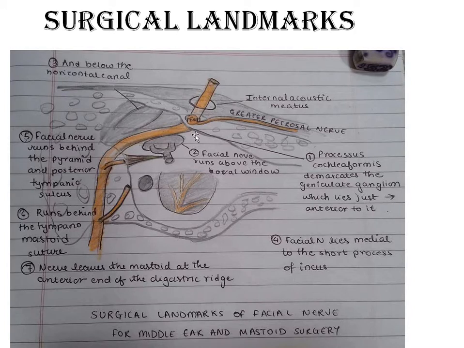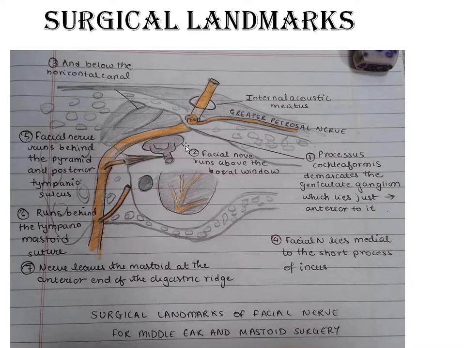Again, this is the course of the facial nerve. This is the horizontal or lateral semicircular canal. This is the horizontal portion of the facial nerve. This is the vertical portion. This is the geniculate ganglion, which gives the greater petrosal nerve. This is the internal acoustic meatus.